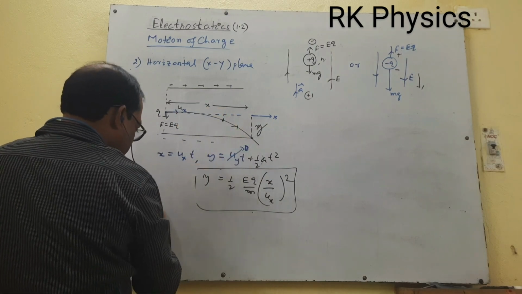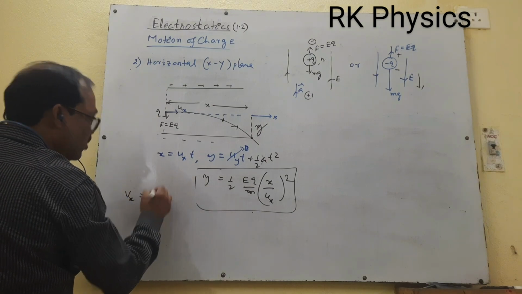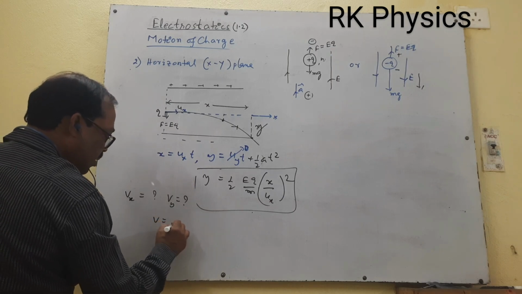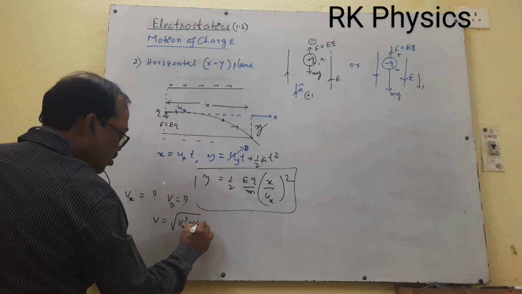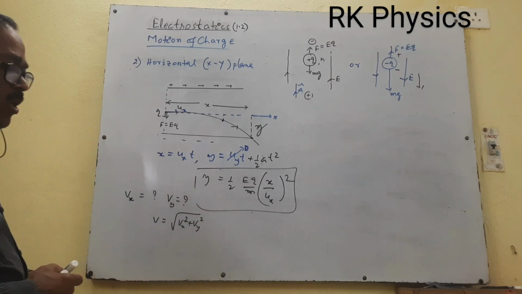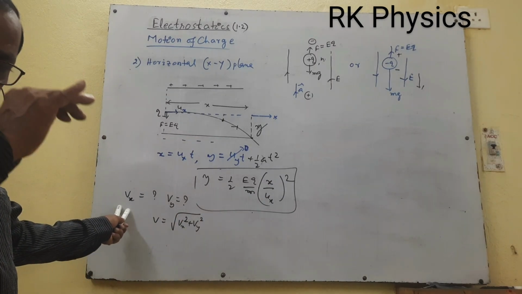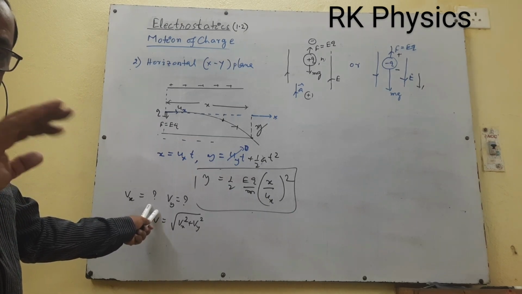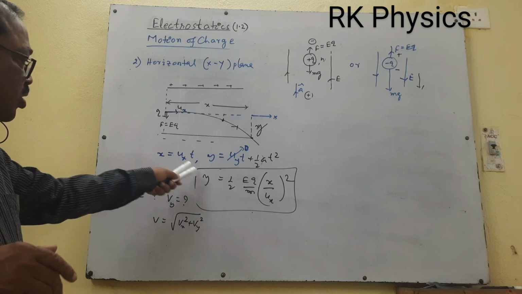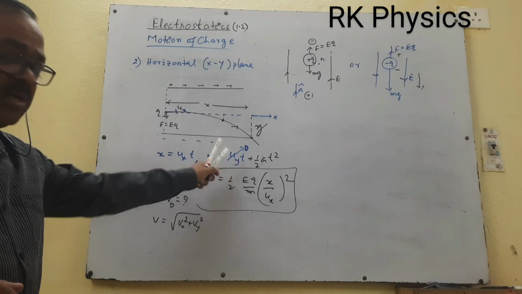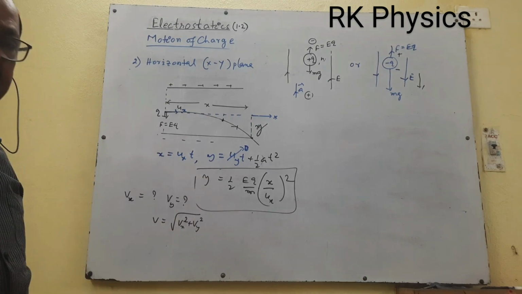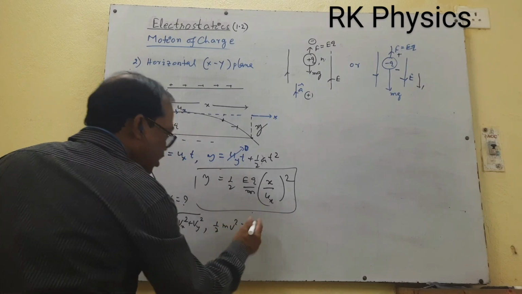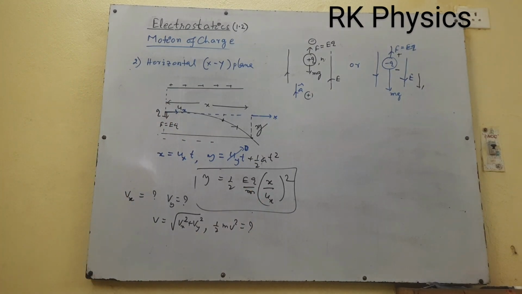Now calculate what is Vx at that point, calculate what is Vy at that point, then what is V? V is root over Vx square plus Vy square. Now Vx is uniform because horizontal motion is uniform. Vy is non-uniform. You put Vy equal to Uy plus at. Uy is 0. So at any point you can calculate the velocity, then its kinetic energy, that is half mv square. In this way you can solve the problem.